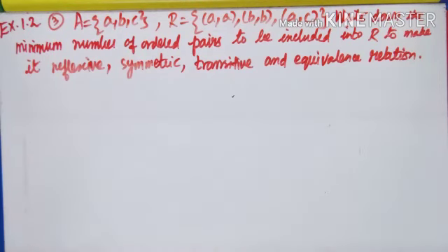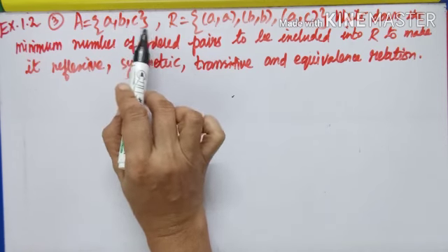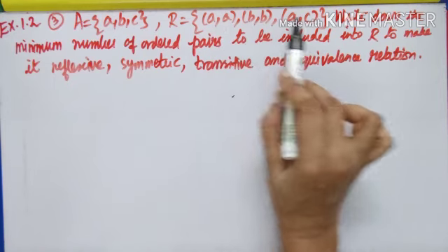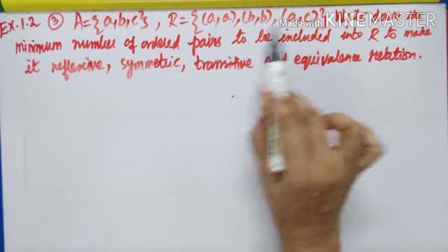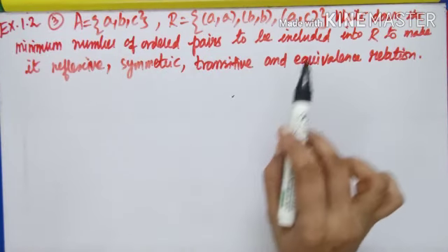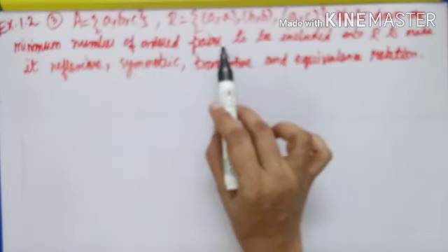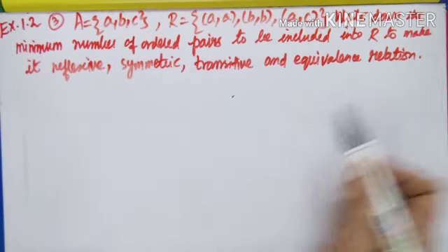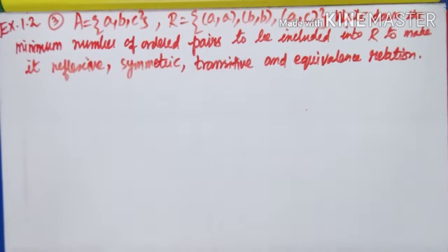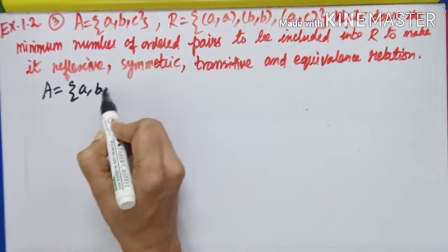Question number 3. A is a set containing 3 elements: a, b, c. R is a relation defined as (a, a), (b, b), (a, c). Obviously, we can check R is not reflexive, symmetric or transitive. The question is, write down the minimum number of ordered pairs to be included in R to make it reflexive, symmetric, transitive and an equivalence relation. What is A given? a, b, c.